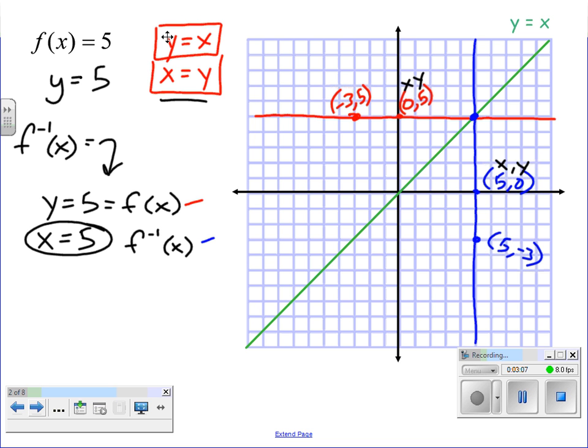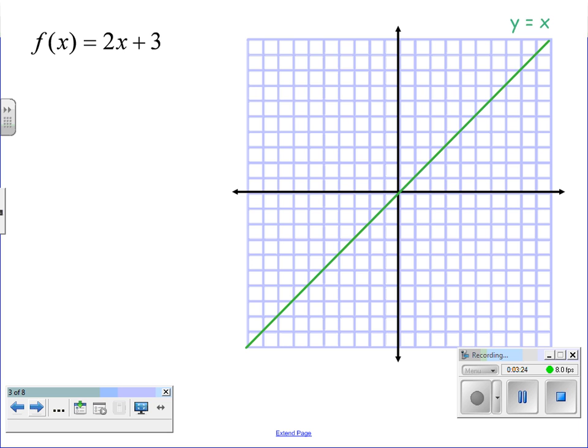Okay. So what we have here is basically a reflected image over the green line. If I took the red line and flipped it over the green line, it would end up as the blue line. Okay. So we could say that f of x and f inverse of x are inverses of one another. Okay. So let's take a look at this example.